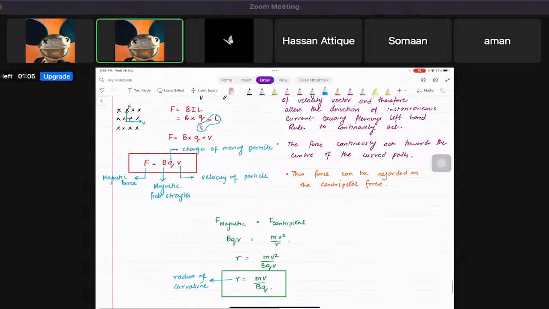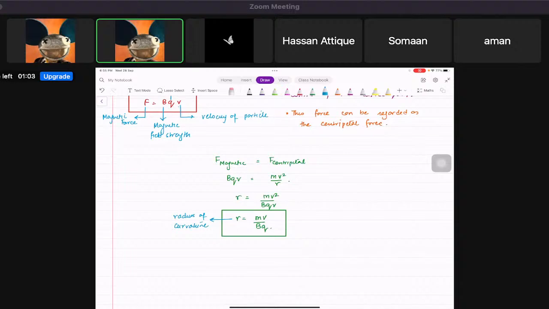I messed up a bit, but I'm going to use this. This is the mass of the particle. This is the velocity of the particle. This is the magnetic field strength or flux density, whatever you want to call it, and this is the charge on the particle.